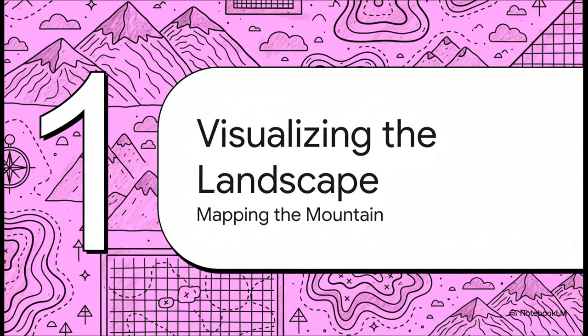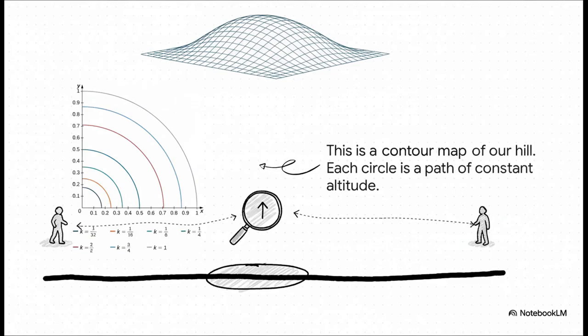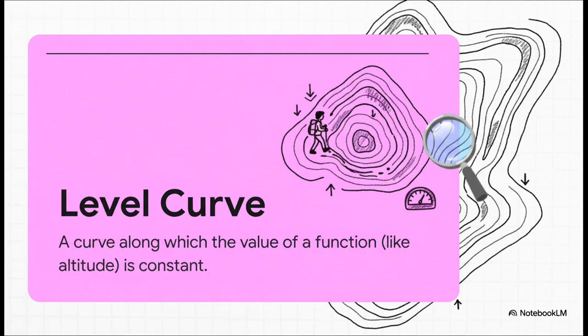Okay, so first things first. Before we can find the highest point, we need a map of our mountain, one that clearly shows us all the different elevations. What we're looking at here is basically a bird's eye view of our hill. It's a contour map. Each one of these circles connects all the points that are at the exact same altitude. The very center, that's the peak, and as you move out to the bigger circles, you're going downhill. And these lines of constant height, they have a special name. We call them level curves.